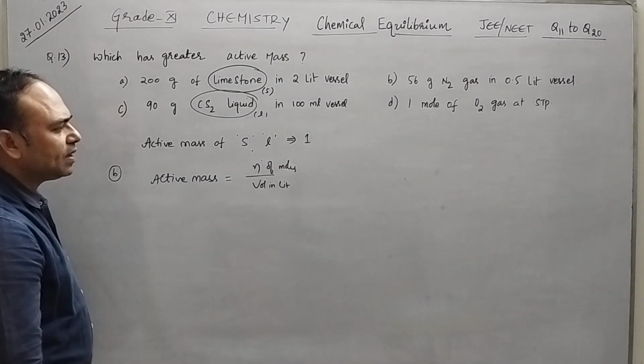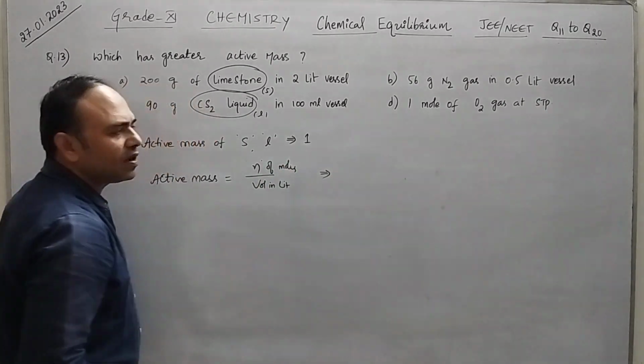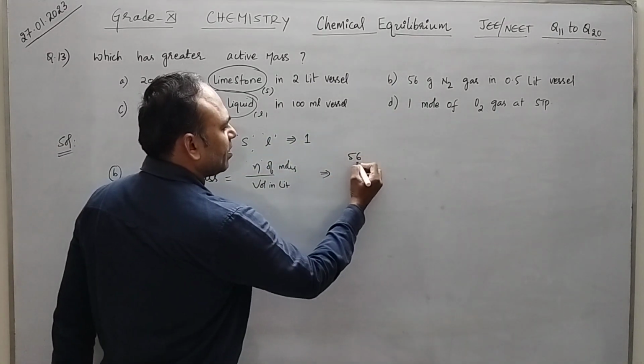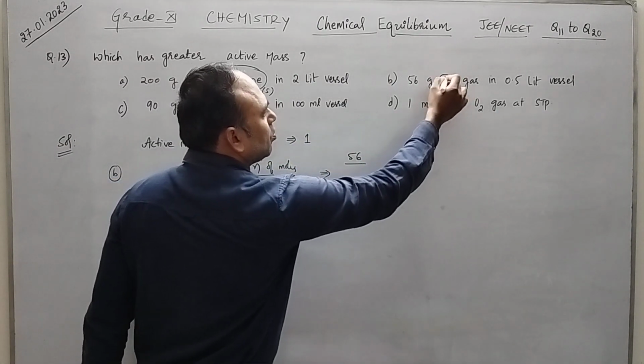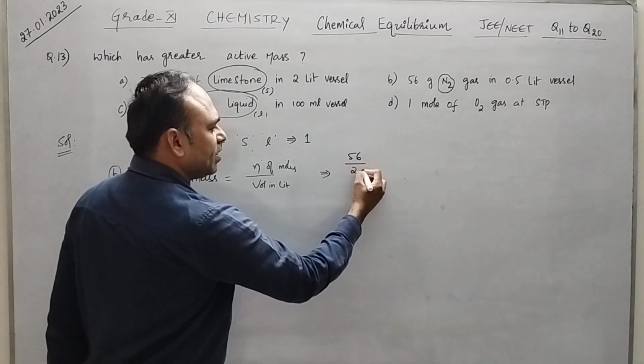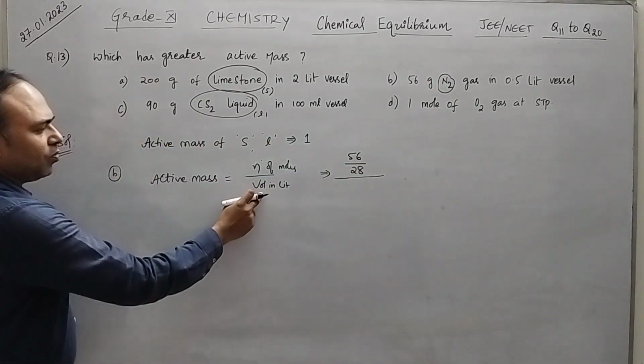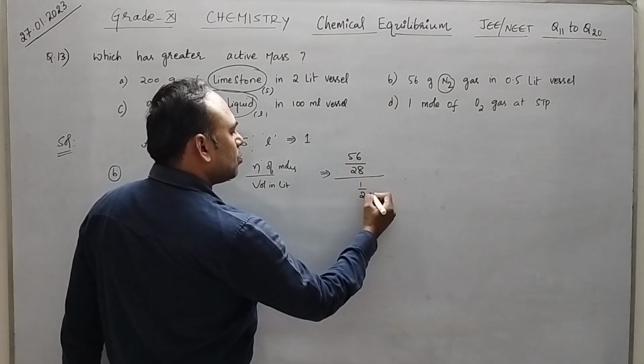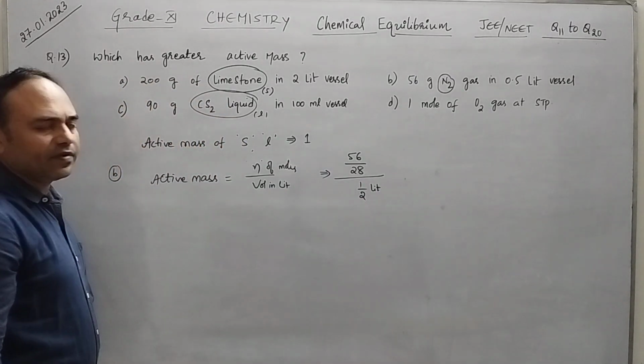So how do we calculate number of moles? Mass by molecular mass, you know, right? So what is the mass given? 56 grams. So 56 by molecular mass of N2, 14 plus 14, nothing but 28, divided by volume, which is given as 0.5 liters. We can take it as 1 by 2 also, or 0.5.